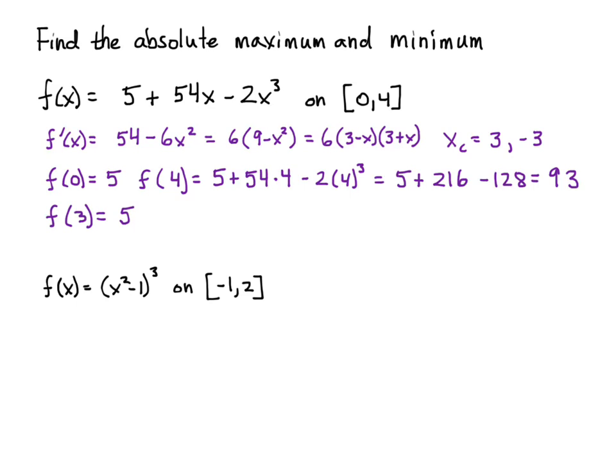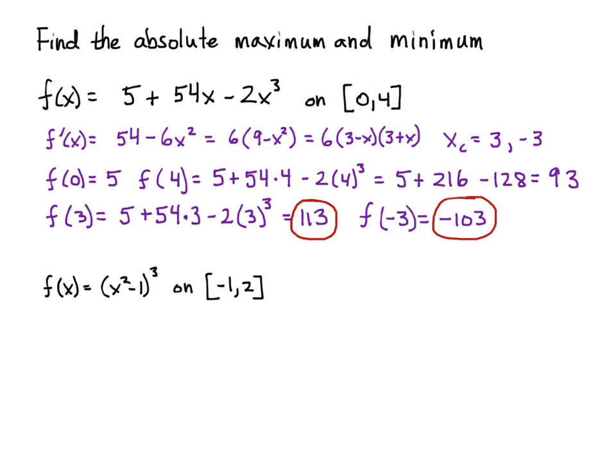We'll look at f at 3, because now we're evaluating the function at the critical point, and that's going to turn out to be 113. And f at -3 is -103. Okay, so what we have here is, here's the maximum, and here's the minimum. It has to be one of the four values that I'm picking.